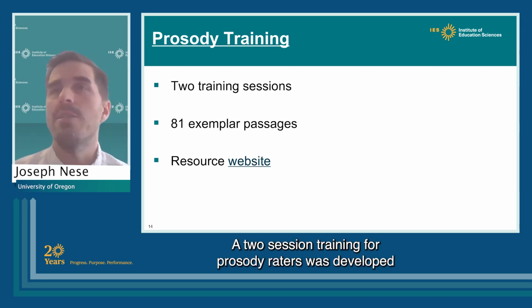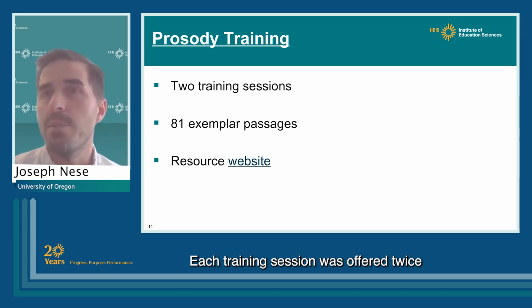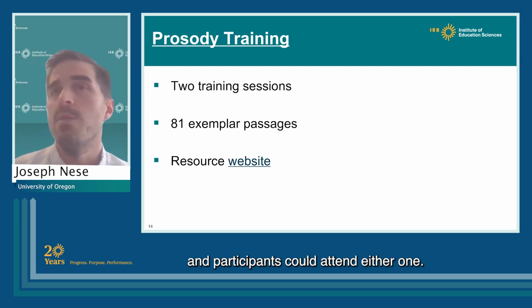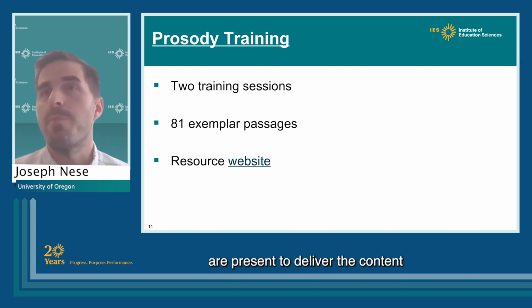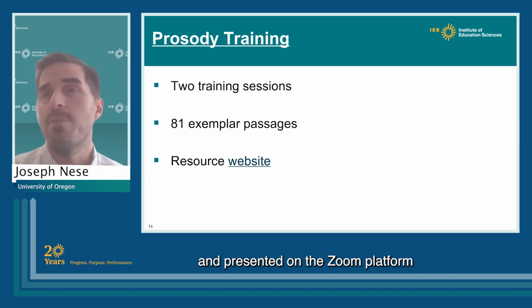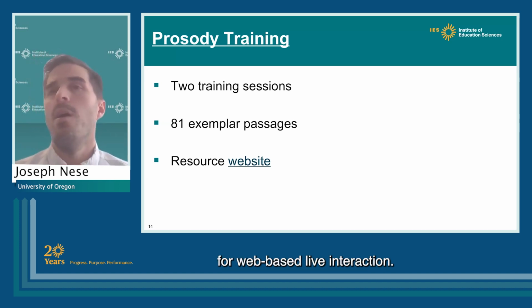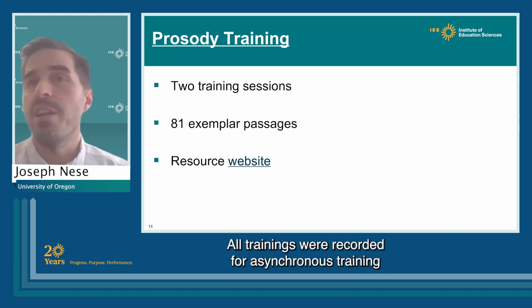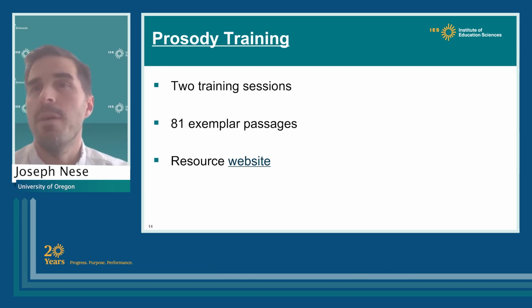A 2-session training for prosody raters was developed for synchronous online delivery across 2 weeks. Each training session was offered twice and participants could attend either one. There was 1 week between the 2 training sessions. 3 members of the research team were present to deliver the content and answer questions using the slides presented on the Zoom platform for web-based live interaction. All trainings were recorded for asynchronous training for participants who could not attend one or both of the live trainings.